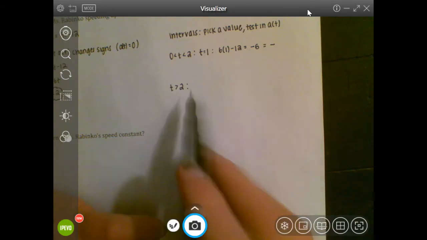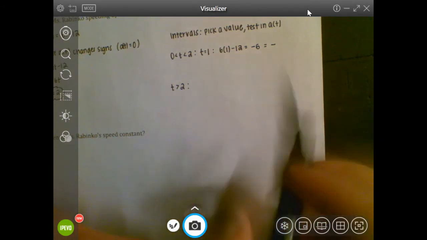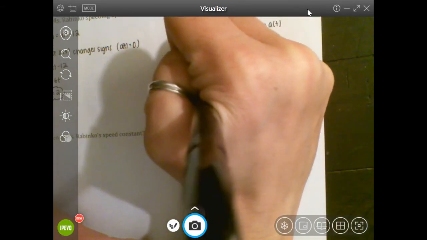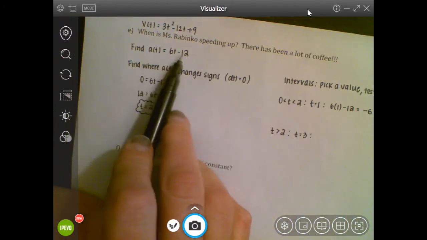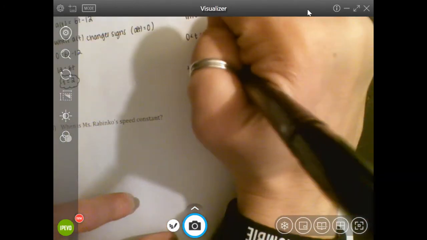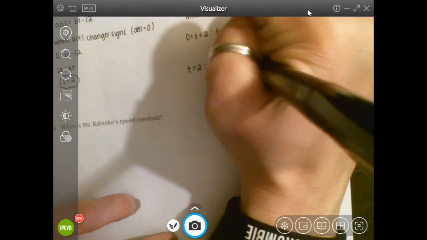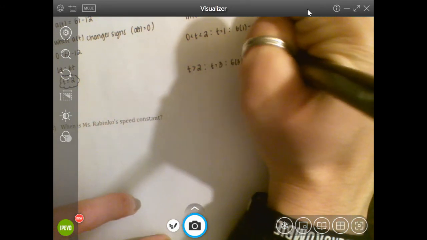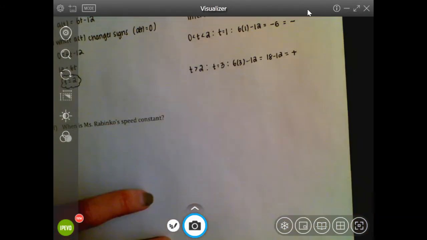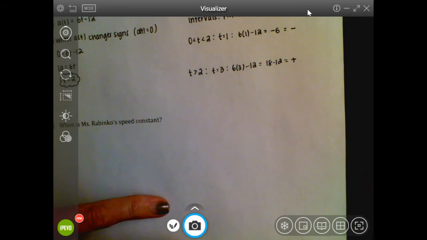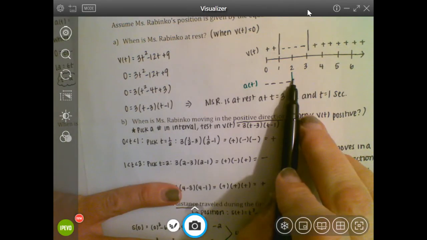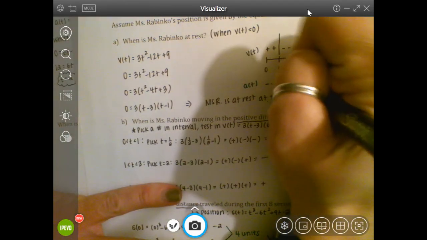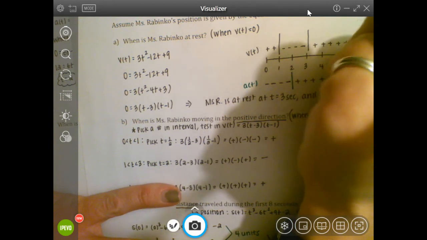And then I'm going to do the same thing on this interval. I'm going to pick a number that's greater than 2, so I'm going to pick 3. And I'm going to plug that number into my acceleration function. So 6 times 3 minus 12 gives me 18 minus 12, which is a positive number. So that's telling me that anything greater than 2, my acceleration is going to be positive. So I'm going to put a bunch of pluses here.